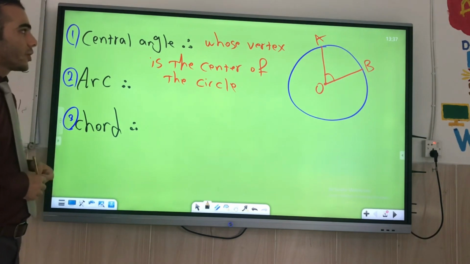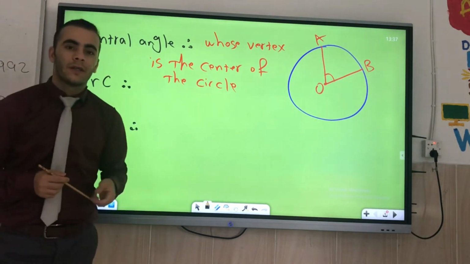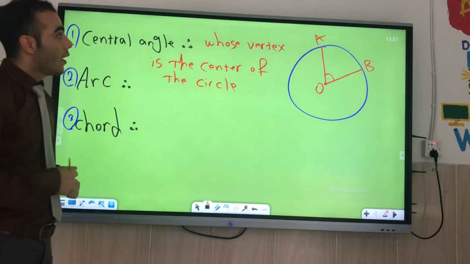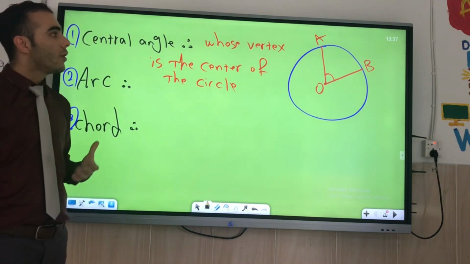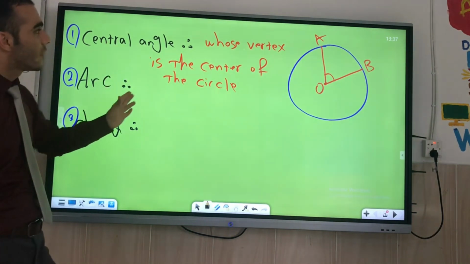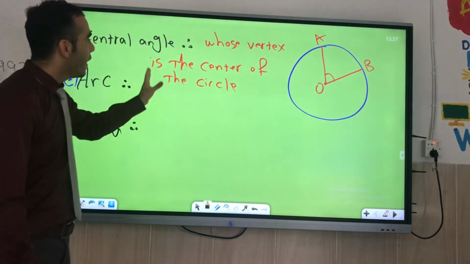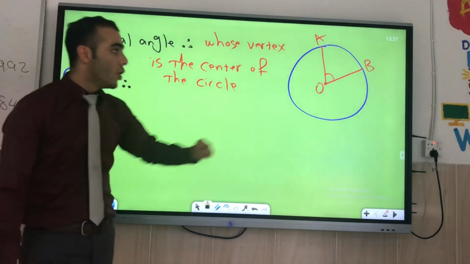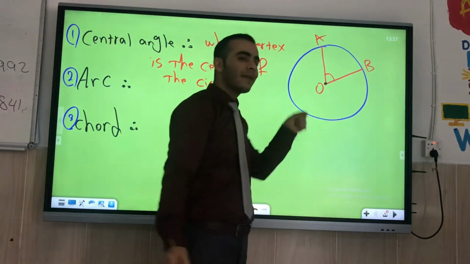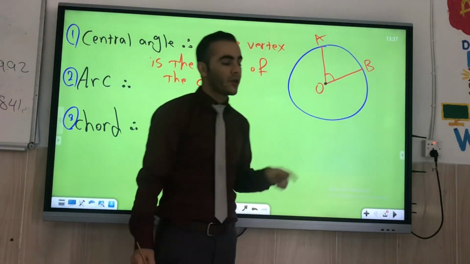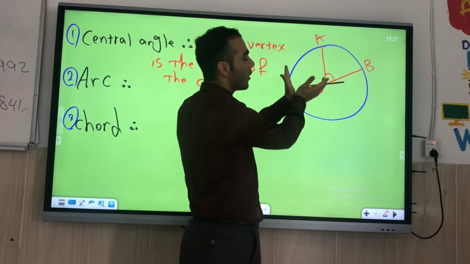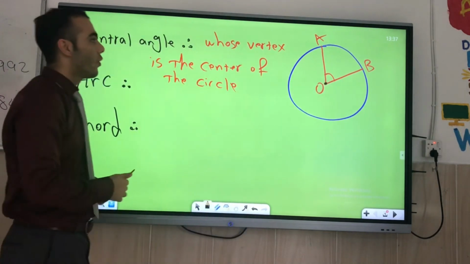So the first one, central angle, that we actually studied in chapter 5.2, we had a clear definition for central angle. We said that central angle is an angle whose vertex is the center of the circle. So look at this, the vertex of our central angle is exactly the center of our circle. And basically the sides of our central angle are two radii of the circle.